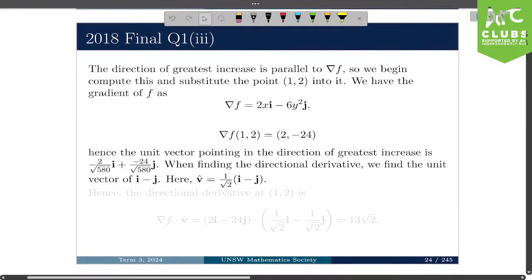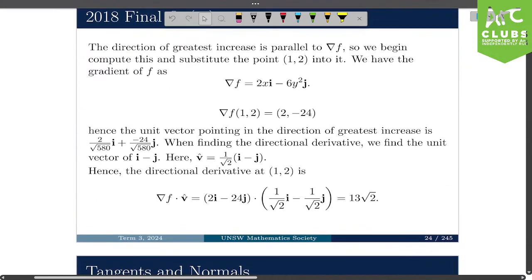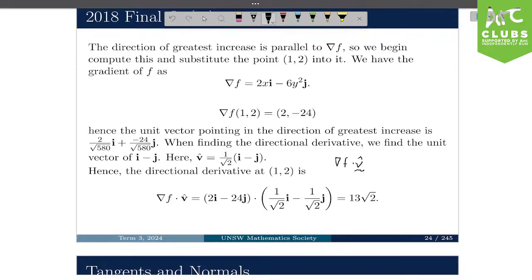And when finding the directional derivative, we must find the unit vector of i minus j. Here we know that it's simply 1 over root 2 times that same vector. Hence the directional derivative is given by the dot product of the gradient times the unit vector of the direction we want, which is 2i minus 24j dotted with 1 over root 2 i minus 1 over root 2 j, and that should just be equal to root 2 plus 12 root 2, which is 13 root 2. That's your directional derivative at the point (1, 2).